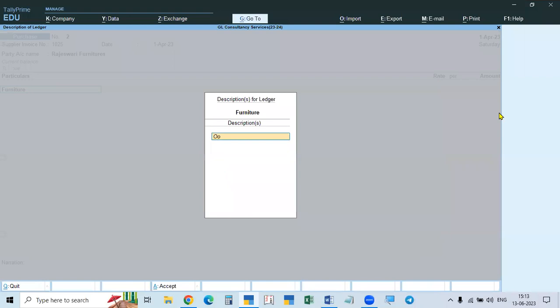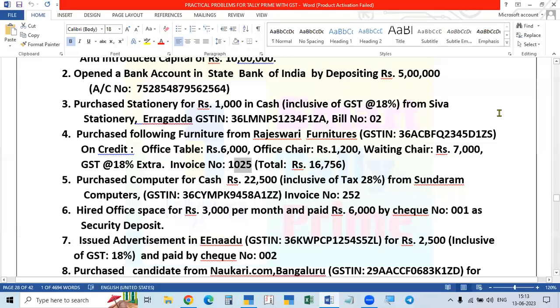Office table. Office table. How much? 6,000 rupees. 6,000. Enter. Go to the next line. Office chair.